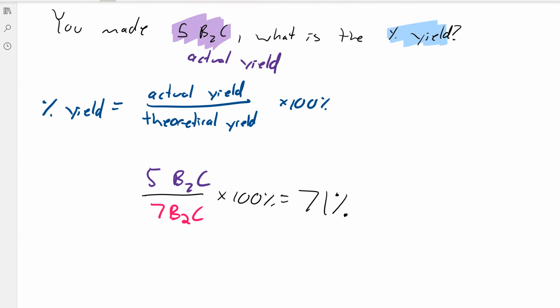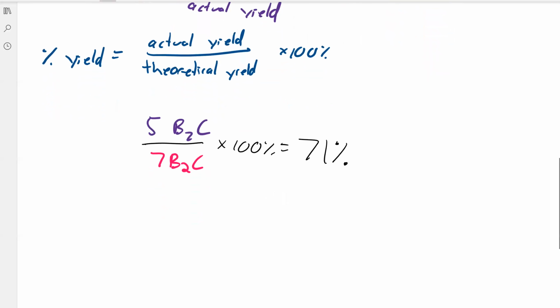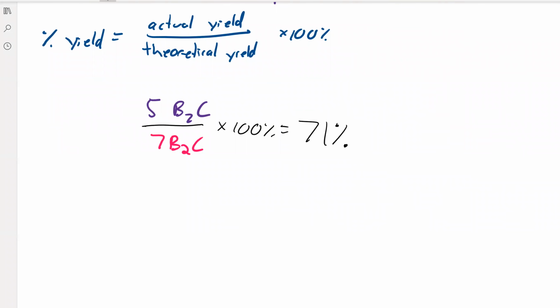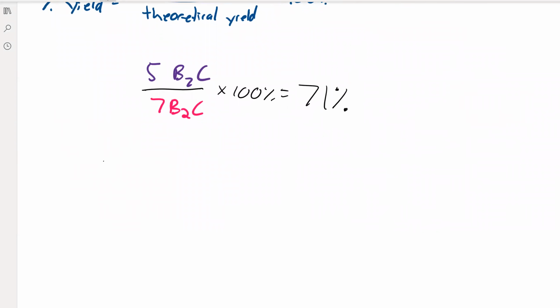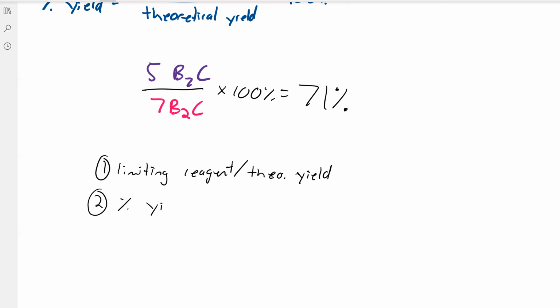This percent yield should never go above 100%. If it goes above 100%, chances are you flipped these two numbers, or if you're doing this experiment in real life, you did something wrong with the experiment. Usually it happens when you're working with water and you don't dry your product completely. So again, there are 2 steps in these kinds of problems. The first step is to find which compound is the limiting reagent, which will then tell you what your theoretical yield is. And then after you have your theoretical yield, you take actual over theoretical times 100% to find your percent yield.